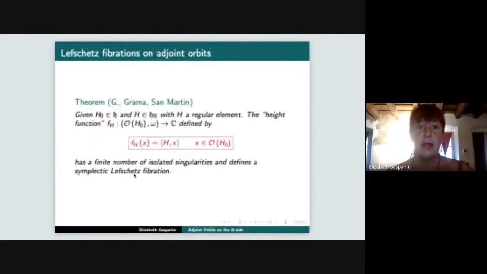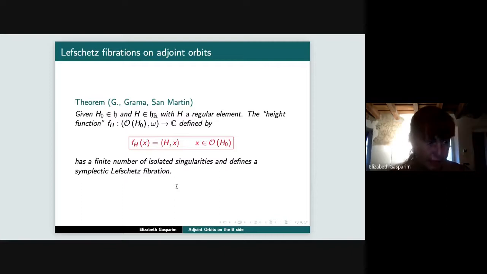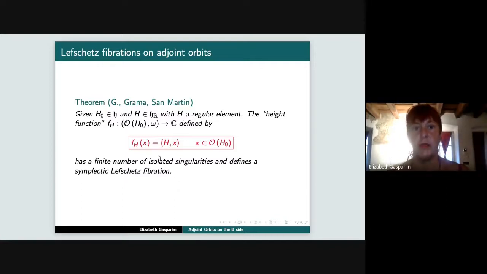Right, and then the theorem with Juiz and Lino, that we showed, is that these semi-simple adjoint orbits have the structure of Lefschetz fibrations. These were then the Landau-Ginzburg models that we looked at. So the orbit is our space, and this is our potential, and it satisfied all the necessary conditions.